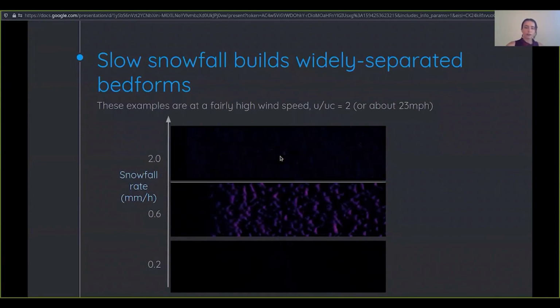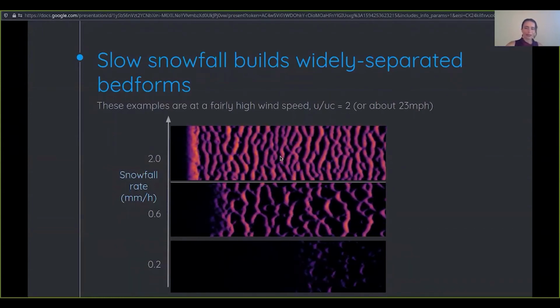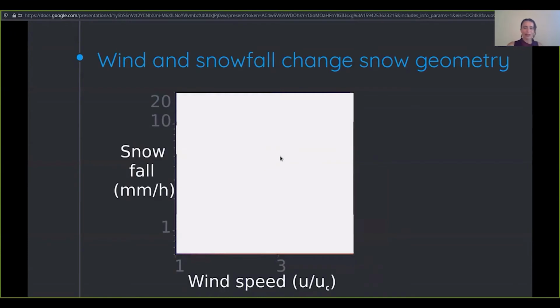I ran a few dozen of these simulations. They're pretty fun. They take about a week each. It's still a slow model. And I pulled up a map of how wind and snowfall affect the surface geometry. So here you can see the wind speed along the bottom and the snowfall along the top. And then I'm going to show this first, the standard deviation of the surface.